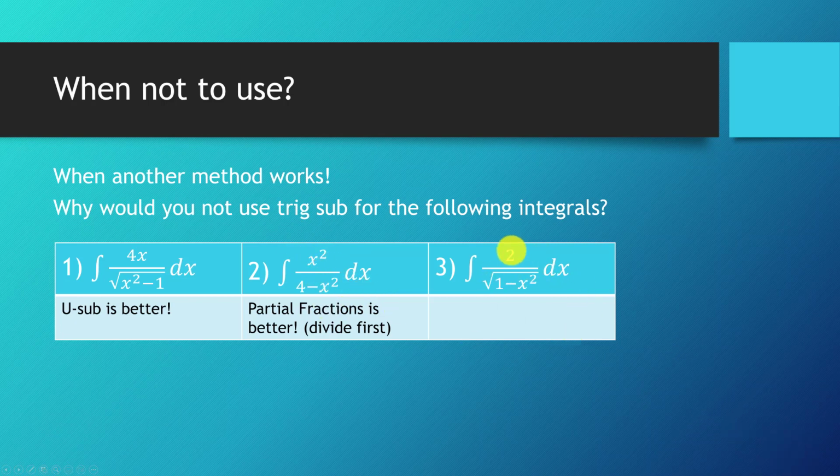And then this last one, 2 over root 1 minus x squared. Why would you not do TrigSub there? Because this is just an antiderivative that we should recognize. You could put the 2 outside, then it's just 1 over square root 1 minus x squared.